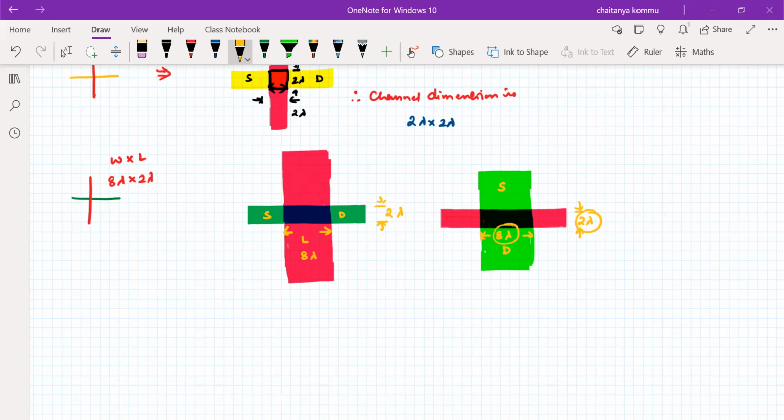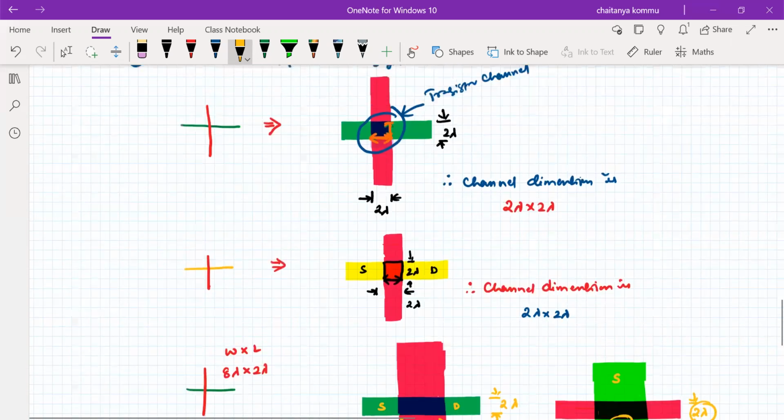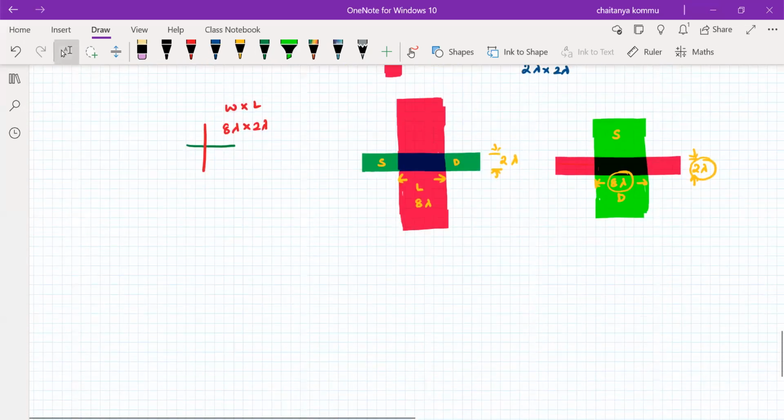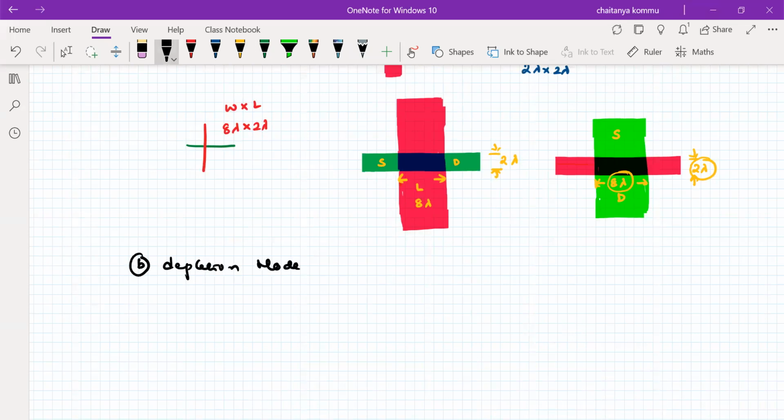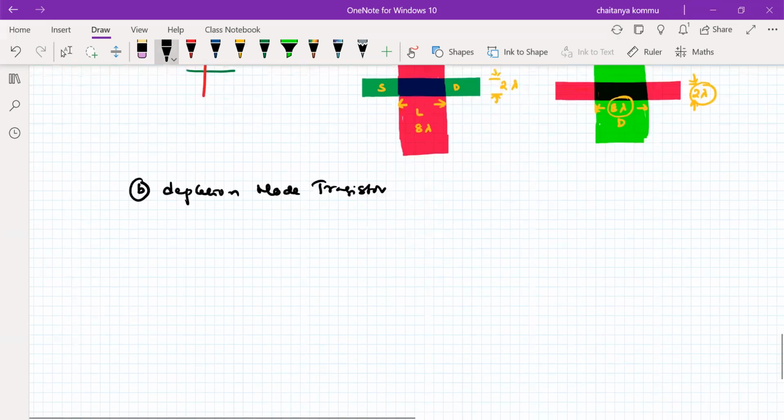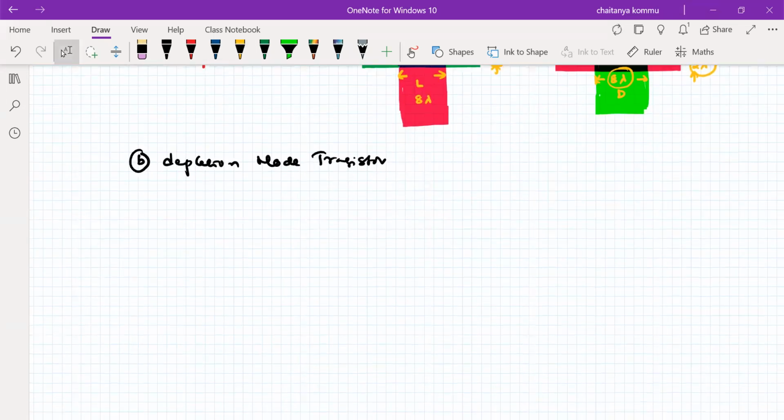Okay, fine. Now let us consider the depletion mode type of transistor. Next, depletion mode transistor. So for the depletion mode type of transistors, what we have done here is that, so normally this is how we look like.